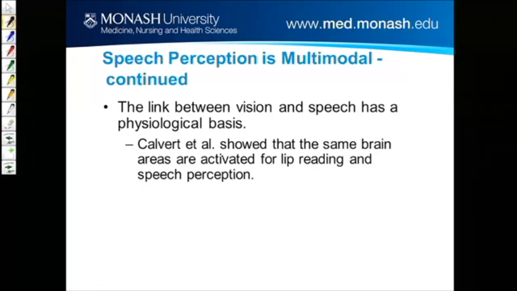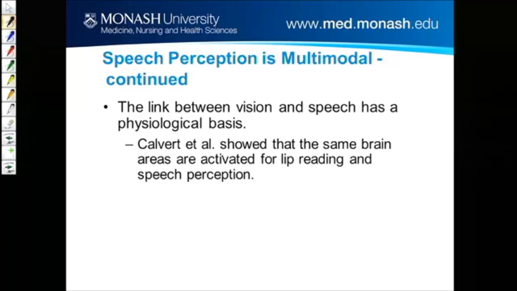So we're showing a link then between vision and speech. A critical link, this idea of audio-visual speech perception, multimodal perception. We have to understand one to fully understand the other. And we can see this in the brain as well.